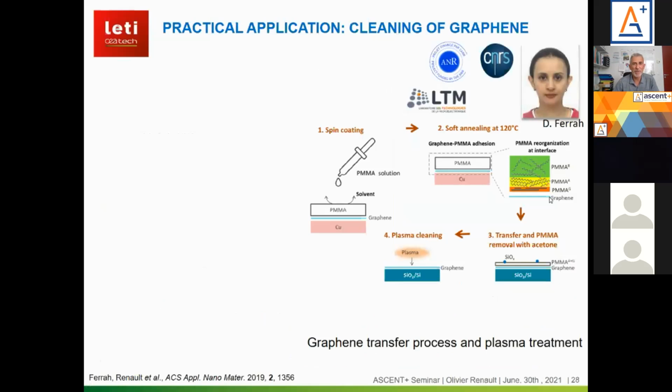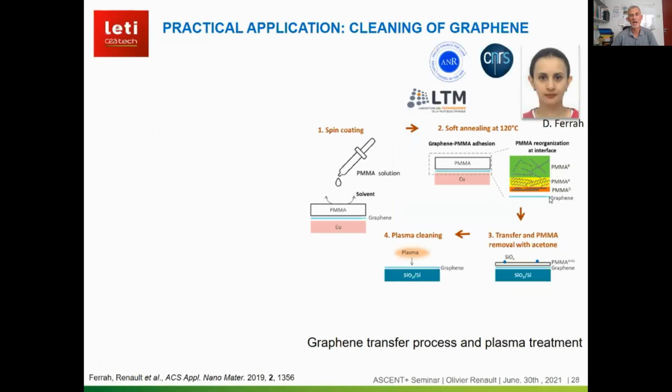So I'm going to finish with a practical application in the field of 2D materials. I'm coming back to the issue of graphene cleaning that I introduced at the very beginning of this talk when I was mentioning the chemical fingerprinting of photoemission. So you know that we are looking at a way to efficiently clean the PMMA after transfer of graphene onto a technological substrate. And actually, this PMMA is quite complex.